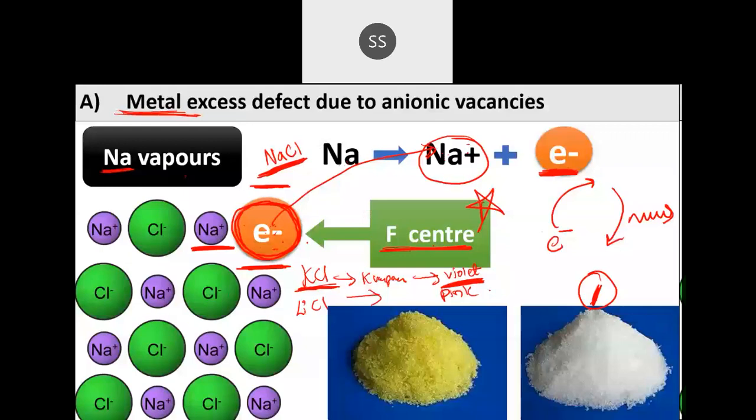What is very important for you is this F center. They can ask you what is an F center. Remember, if the anionic site is occupied by an unpaired electron, then that center is called an F center. Why did the name F come? Because it is a German word used for color. Since the presence of the electron gives a color to the crystal, it is called an F center.